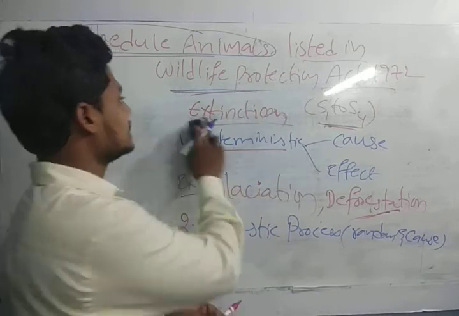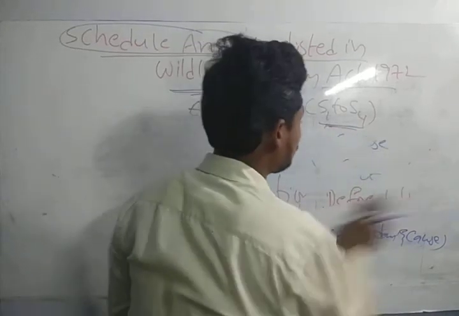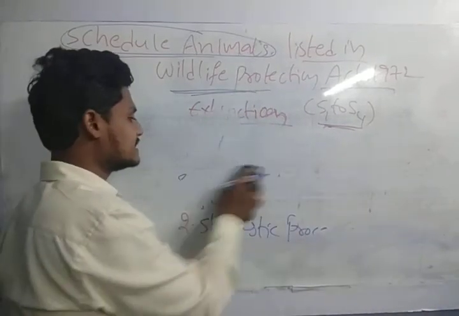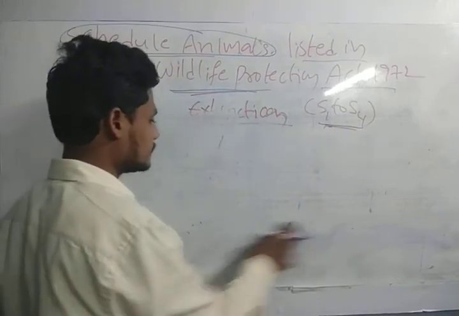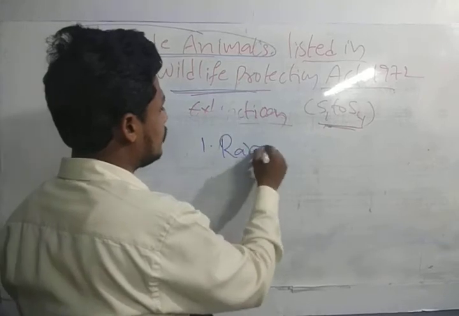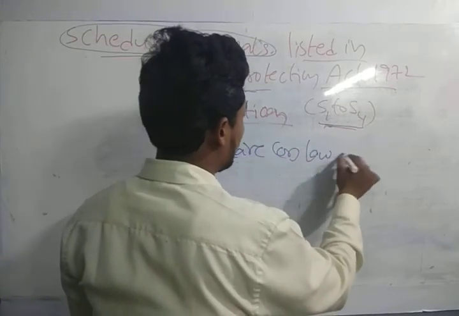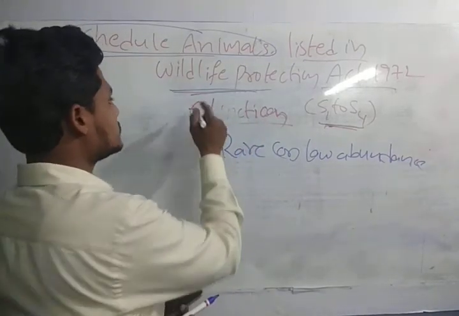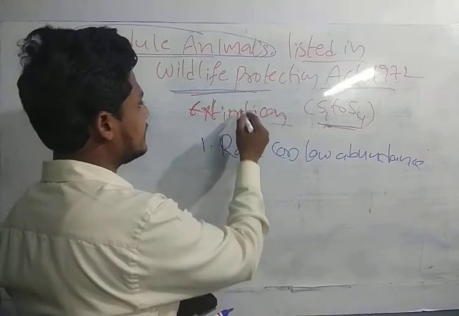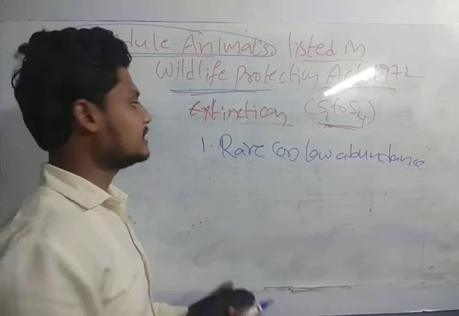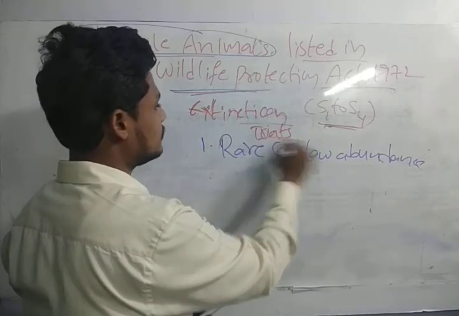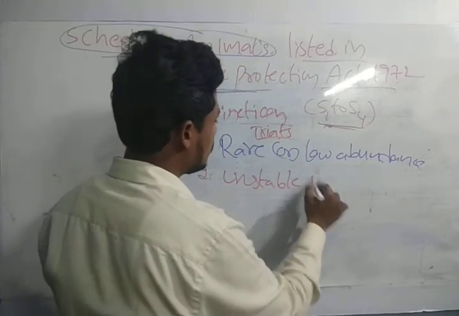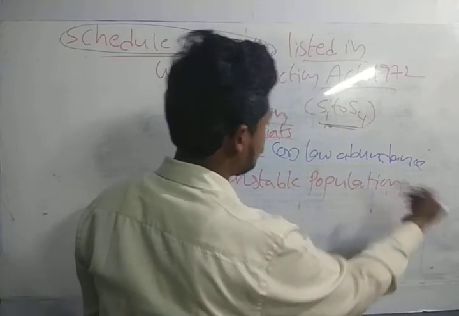So if you see the traits that are making species vulnerable to extinction, the first and foremost trait that is making a species extinct is being rare, guys. The first one is rare or low abundance. Because of the species' rareness or its low abundance, it is going to go extinct. And the second one we have is the unstable population. Unstable population is also one of the reasons for its extinction, guys.